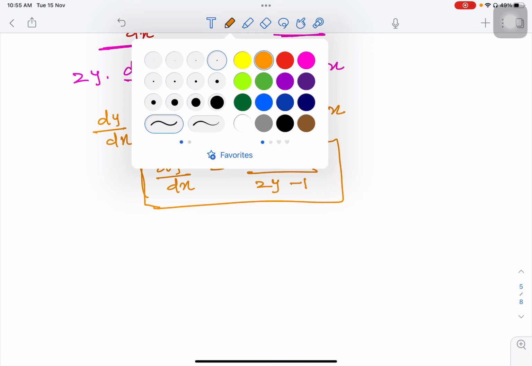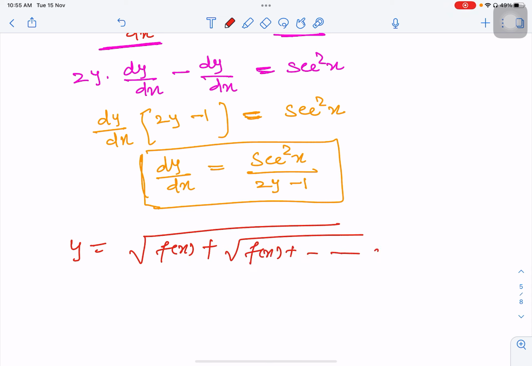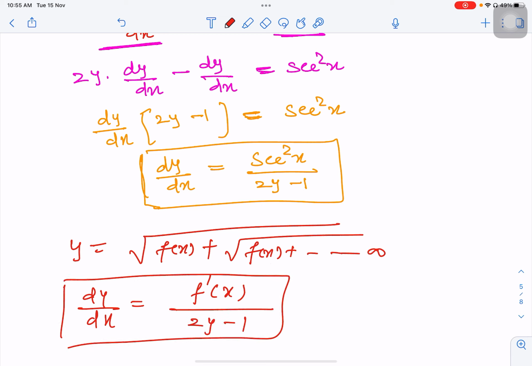Now एक बहुत important result भी we can derive from here. That result can be if we have y equals to root of f of x plus root of f of x till infinite times, then dy by dx is always f dash x over what? 2y minus 1. Very important result which is useful for MCQ और for CET. तो जो भी f of x रहेगा उसका डेरिवेटिव सिर्फ न्यूमरेटर में आएगा एंड द डिनोमिनेटर विल रिमेन सेम, which is what? 2y minus 1.